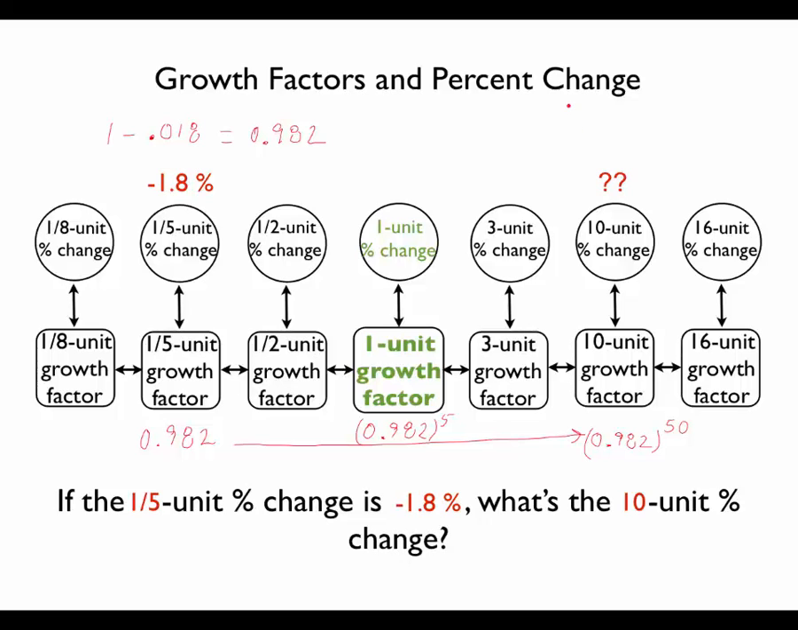What is 0.982 to the 50th? 0 point... Tell me. Anybody got it? 0.473. Someone else got that? 0.403? Yes. We good now? So the 10 unit percent change is negative 59.7%.